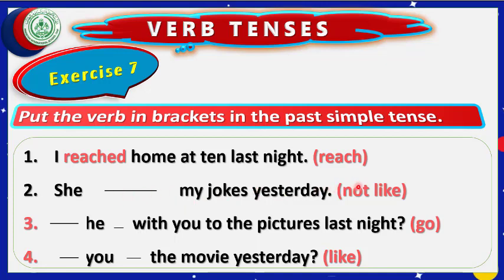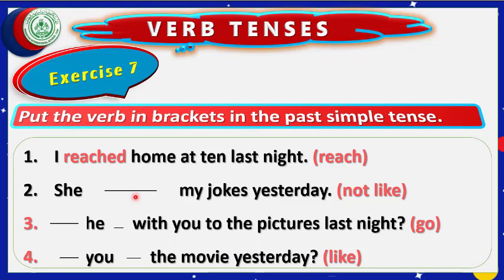Okay. In the bracket, the verb is written like. To complete this sentence, we should write here liked, because like is a regular verb. We change it into its second form by adding ed at the end. But here is written not also. What does it mean? This means we have to use like here, but in negative form.